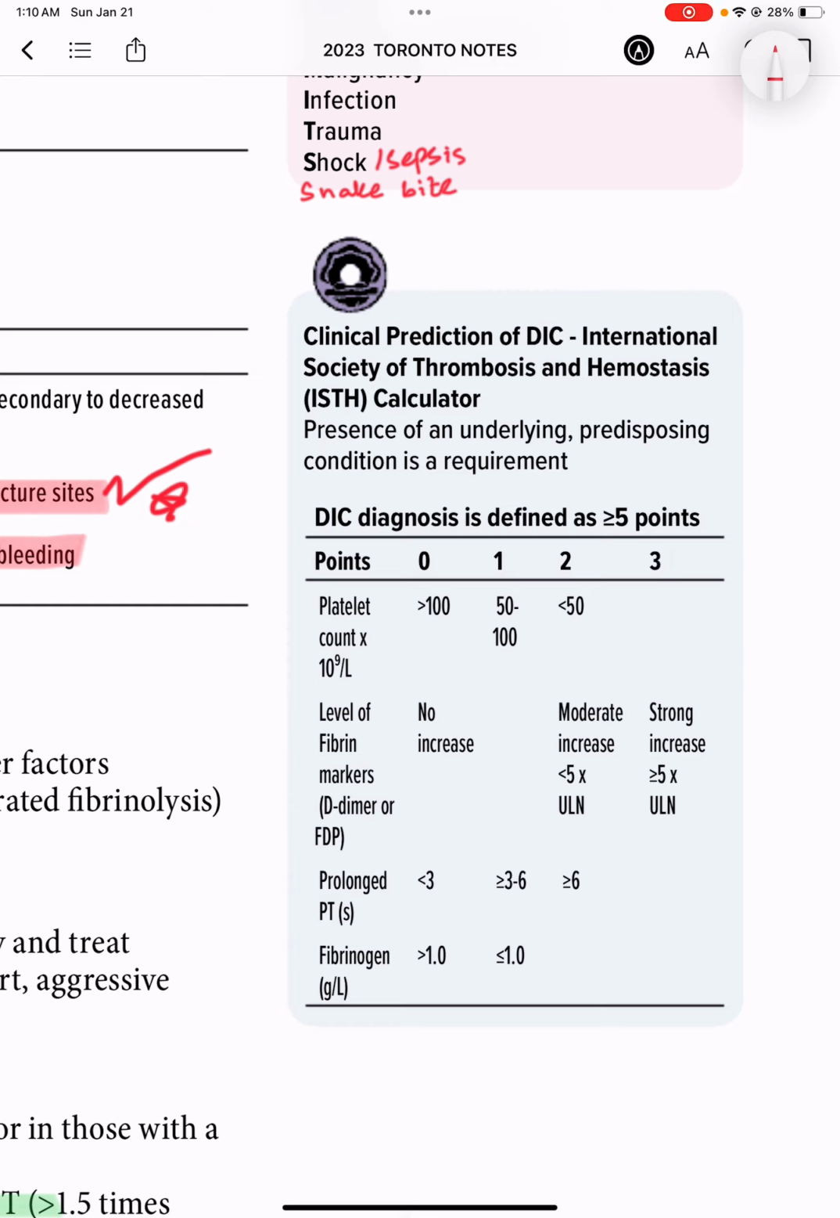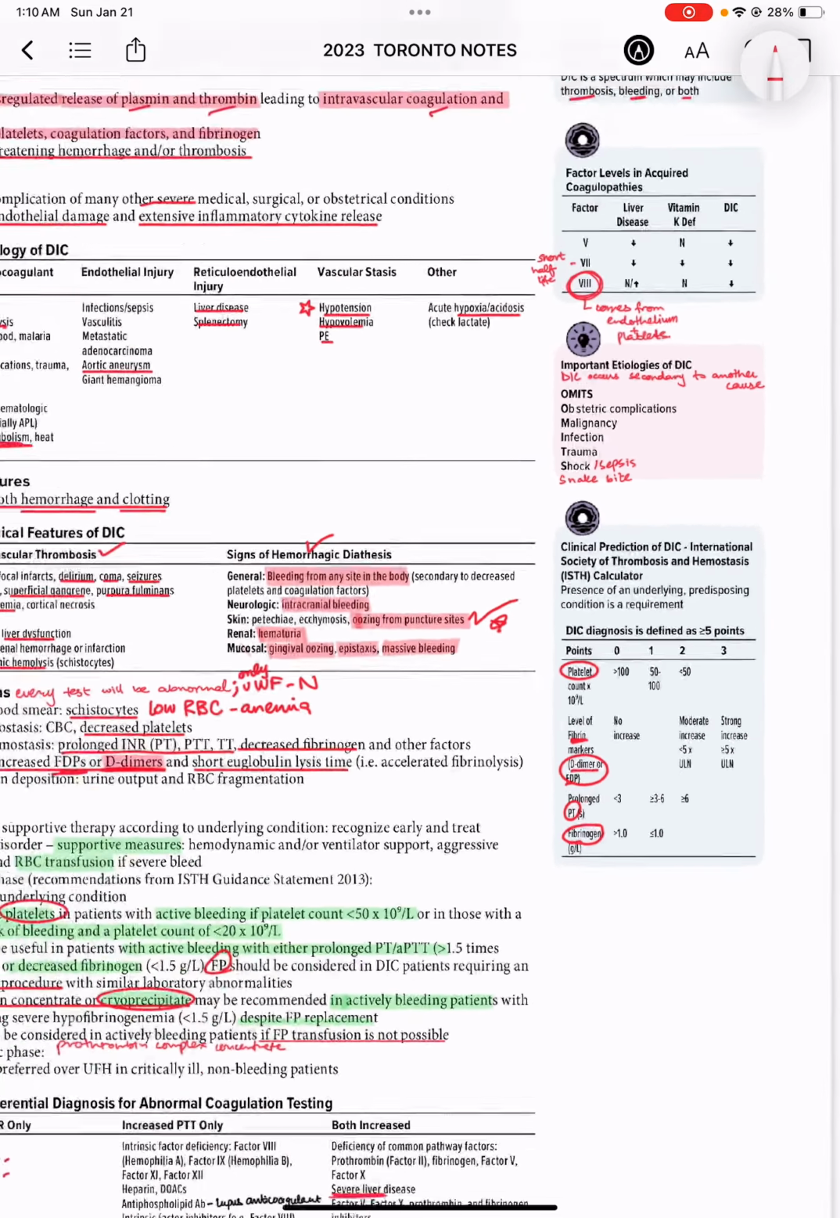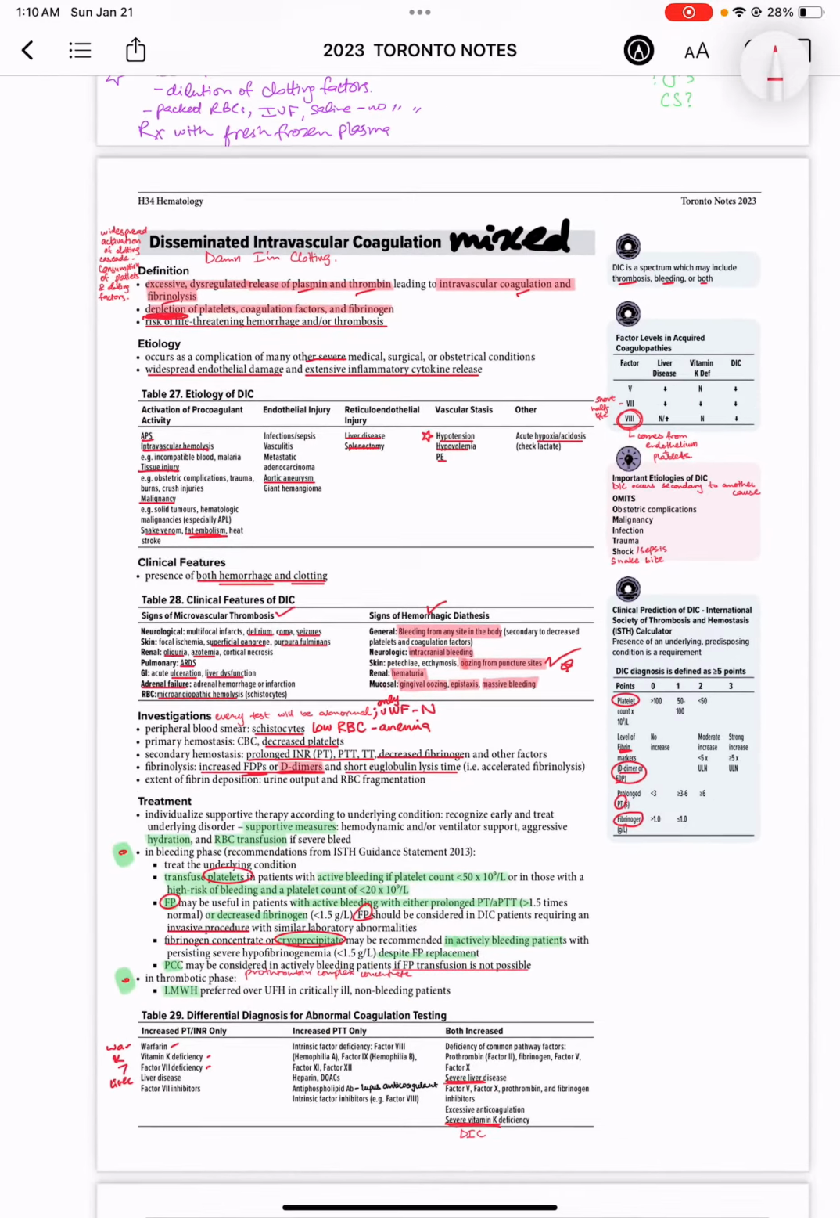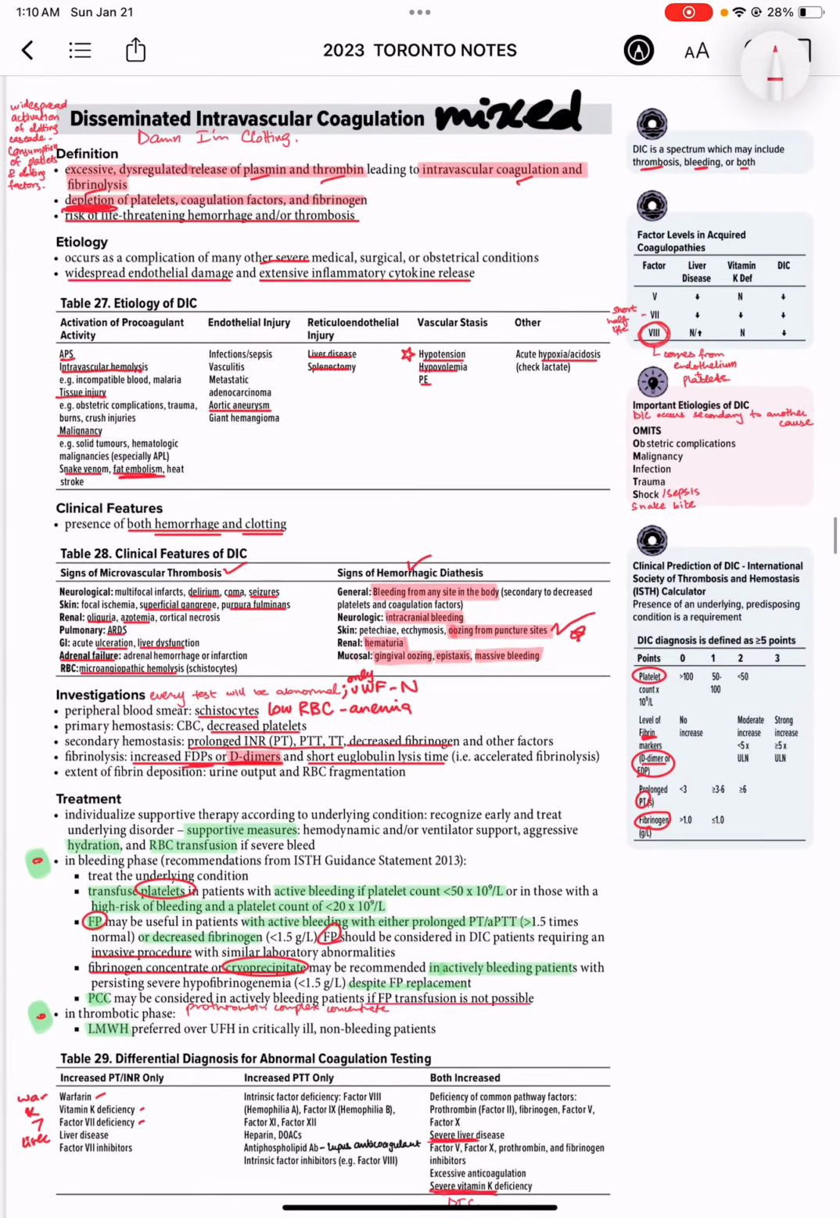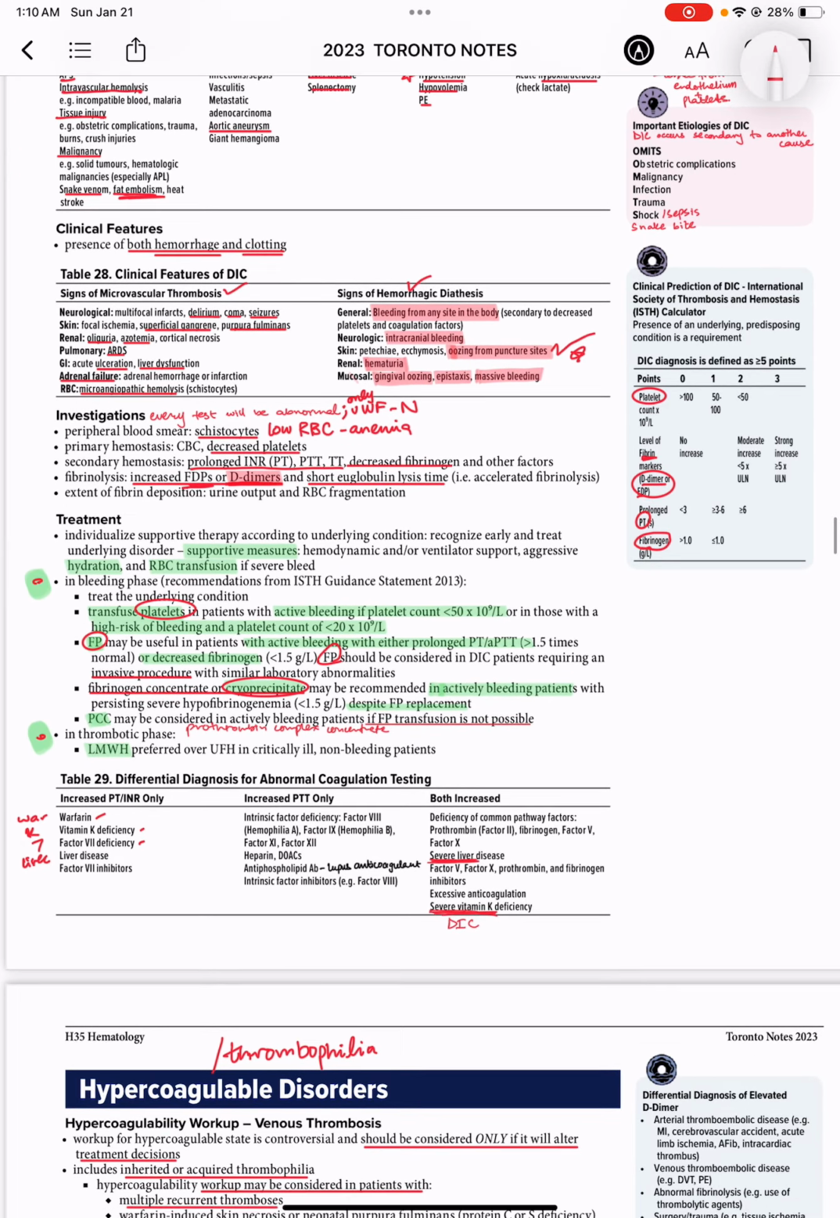We'll look at the platelet count, we'll look at the level of the fibrin markers, which is D dimer or FDPs. We look at PT and we look at fibrinogen. So D dimers or FDPs, platelet count, PT and fibrinogen. On the basis of these values, we're going to measure the ISTH score, and if it is 5 or more than 5, then the patient is in DIC. Okay, this was all about DIC.